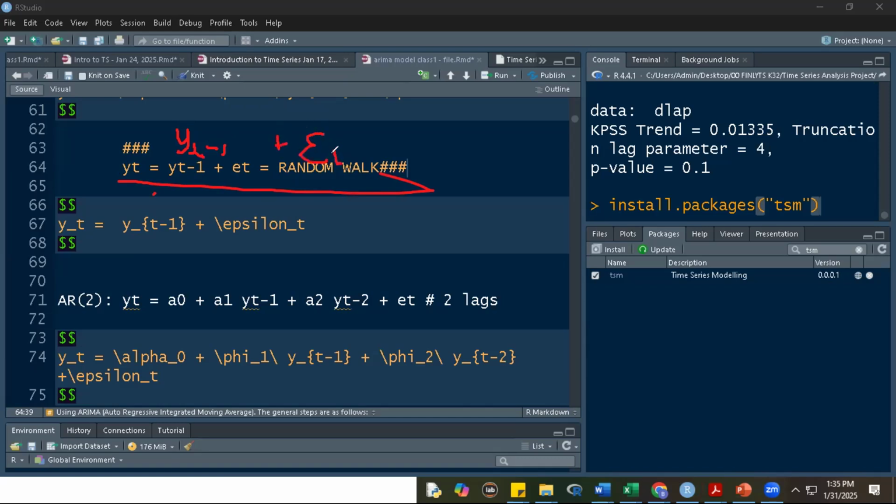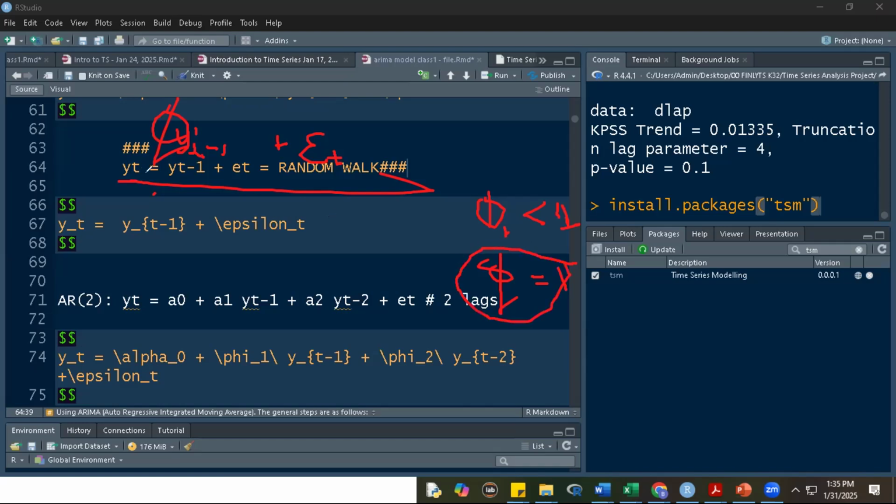Notice how different this is from your AR process. Your AR process has a phi here, phi 1. And the condition of that phi 1 is that it has to be less than 1. But in this case, for your random walk, your phi is equal to 1. So that's a very important distinction.